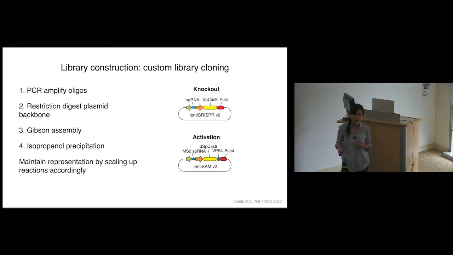And the important thing to remember during the library construction process is that, like all the rest of the screen, we need to maintain representation. So for example, we recommend scaling up the PCR reactions to 10 reactions instead of just 1 for genome-scale libraries. And we have a table that says how many reactions you should do for each step, for example, for a library of 100,000 guides.